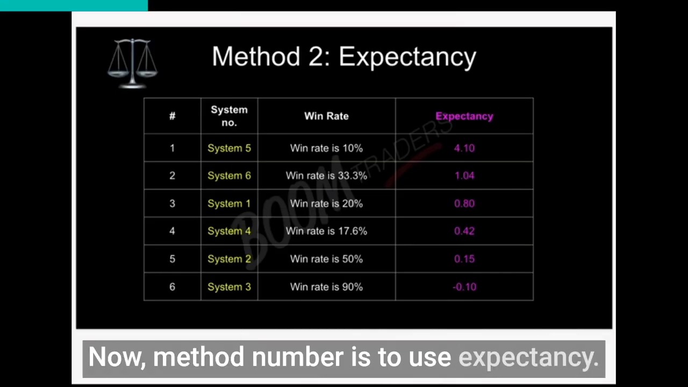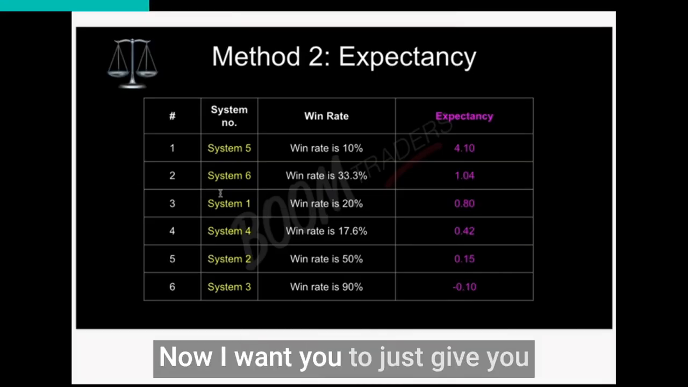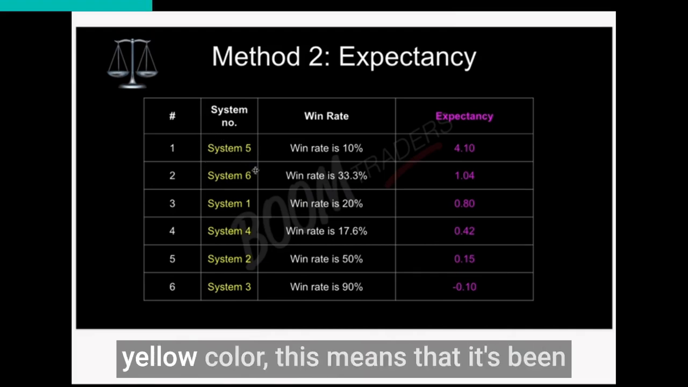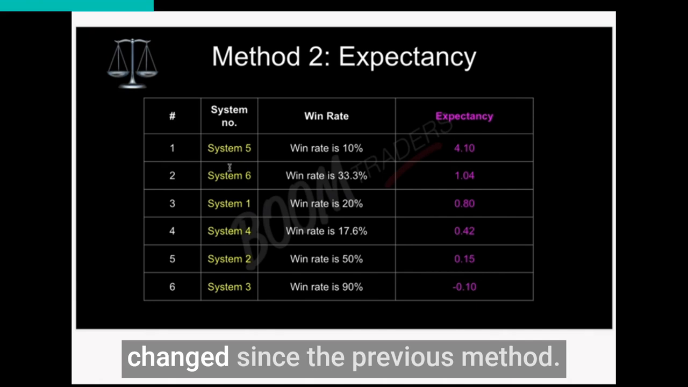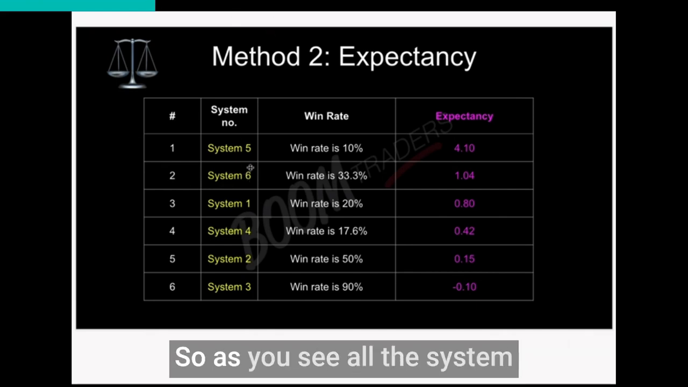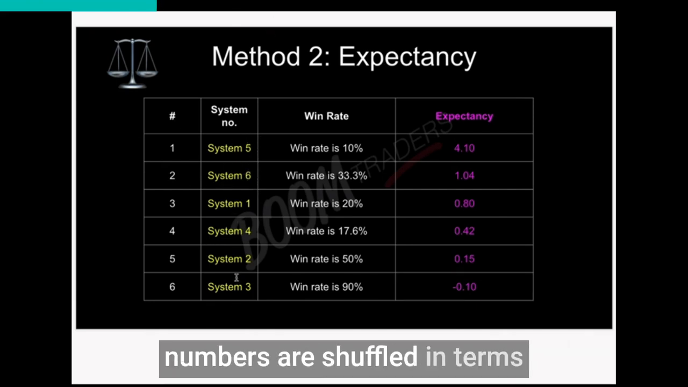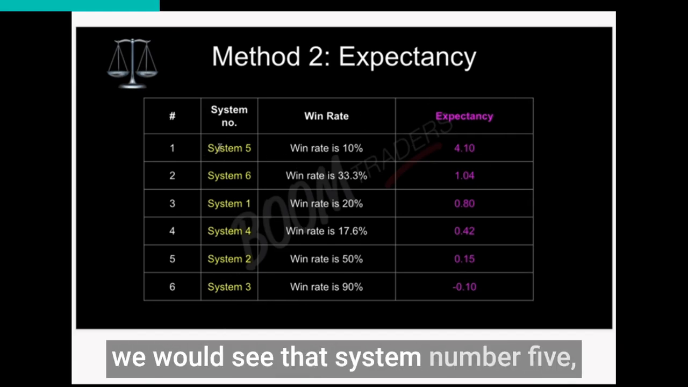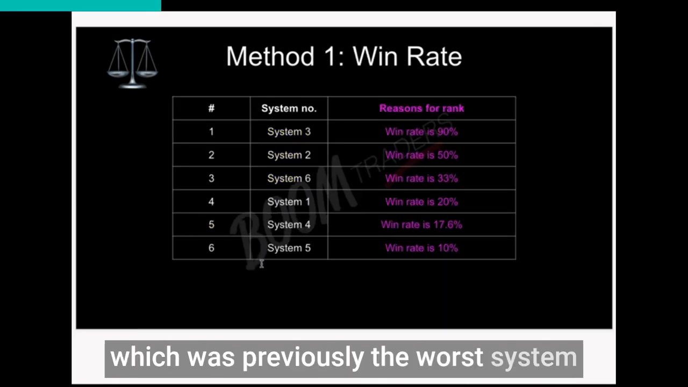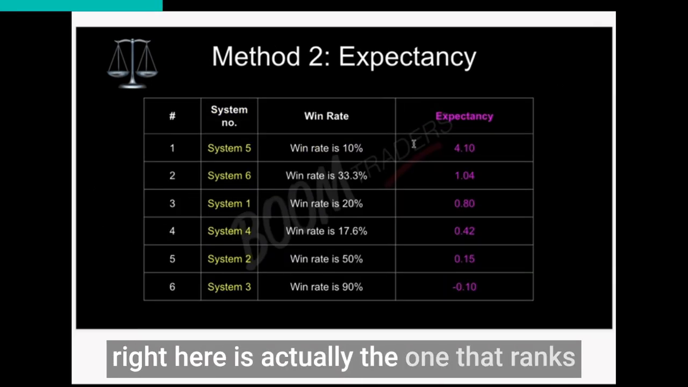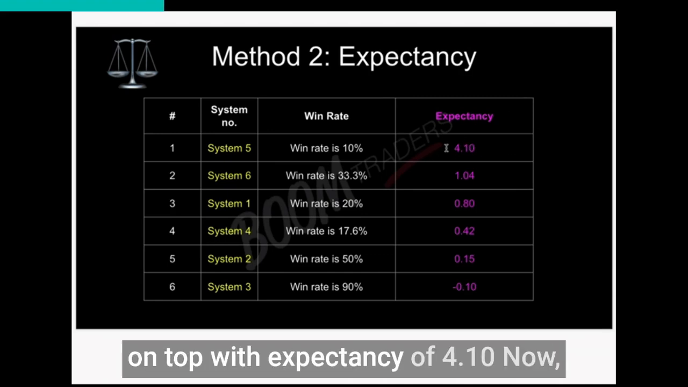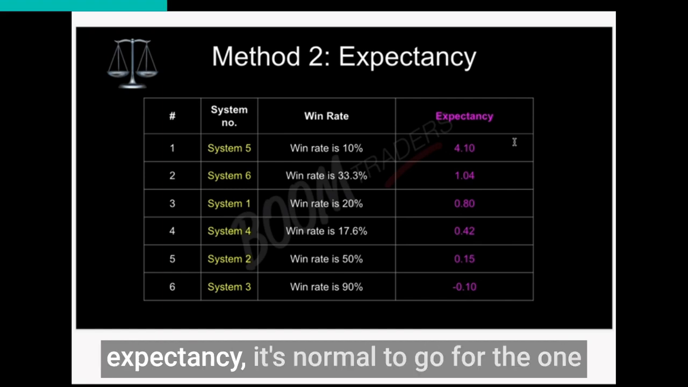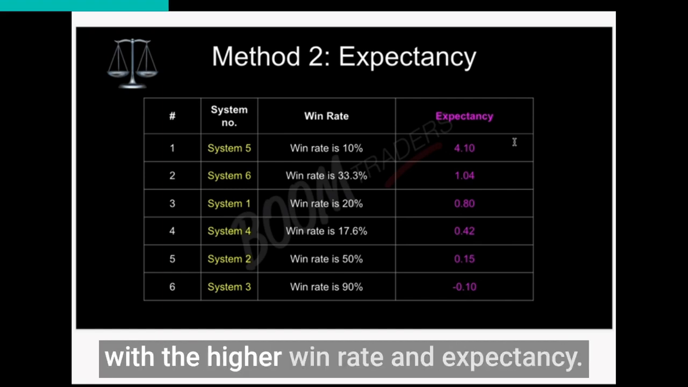Now, method number 2 is to use expectancy. I want to give you the legend for the color coding. When you see a system number in yellow, this means that it's been changed since the previous method. So as you see, all the system numbers are shuffled in terms of what's good and what's not. And when we look at expectancy, we would see that system number 5, which was previously the worst system right here, is actually the one that ranks on top with expectancy of 4.10. Now, if two systems are close in terms of expectancy, it's normal to go for the one with the higher win rate.